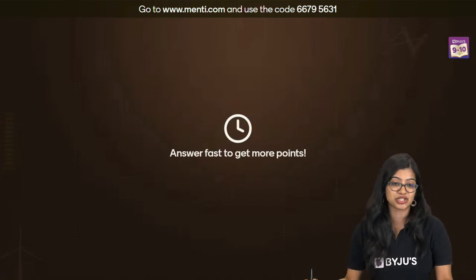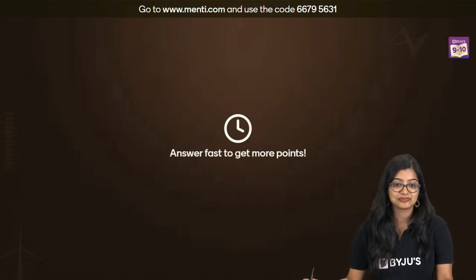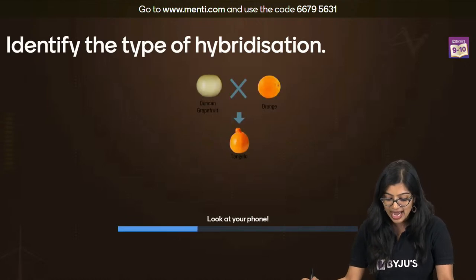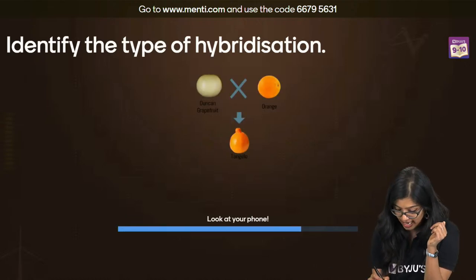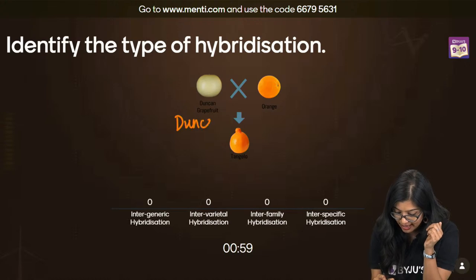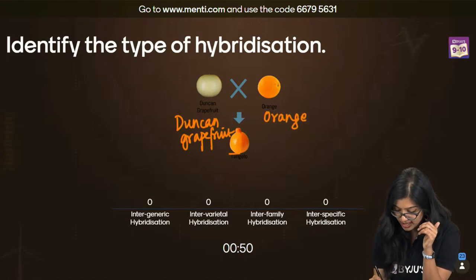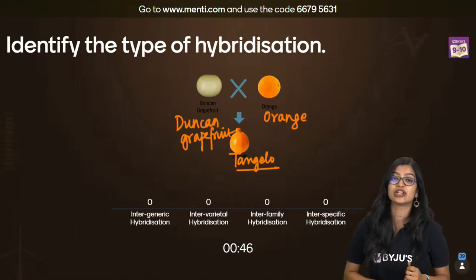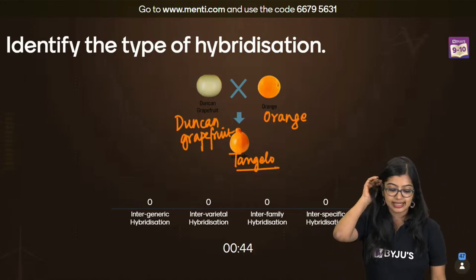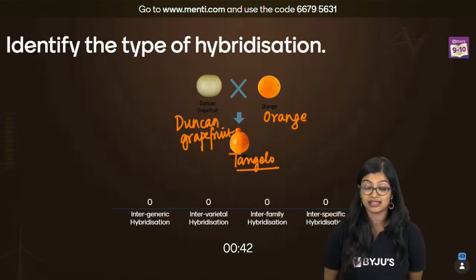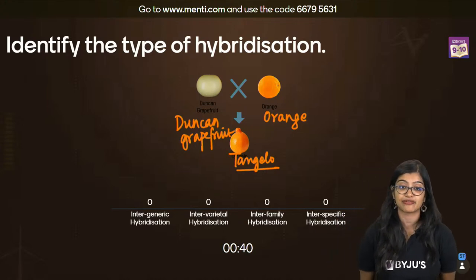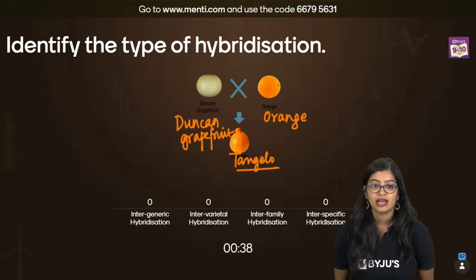So moving on to question number 48, right? Identify the type of hybridization. I think you'll not be able to see. There is Duncan grapefruit here. And here you have orange. I'm writing it down because you may not be able to see. And this is Tangelo. Now you need to identify which kind of it is. Is it intergeneric, intervarietal, interfamily, or interspecific hybridization?